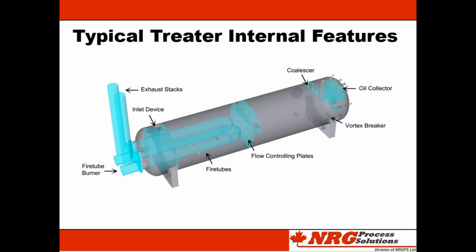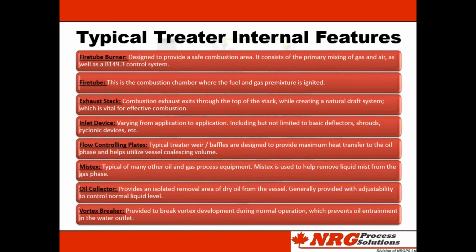Here, we see the internals, which come in different variations, but are vital to any treater. In the bottom left, you'll see the fire tube, burner, and the exhaust stack. Collectively, this system provides the heat duty to the process. It is important to heat the oil to an appropriate temperature as it will improve separating conditions. As oil is heated, viscosity is lowered, which provides favorable coalescing conditions.